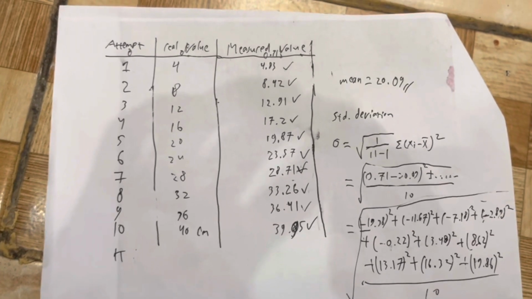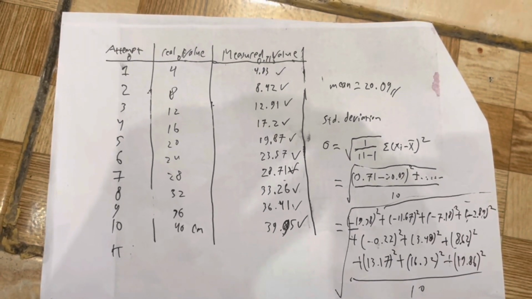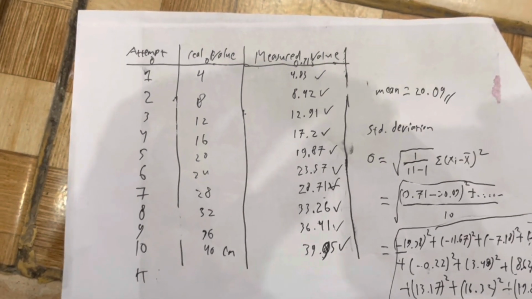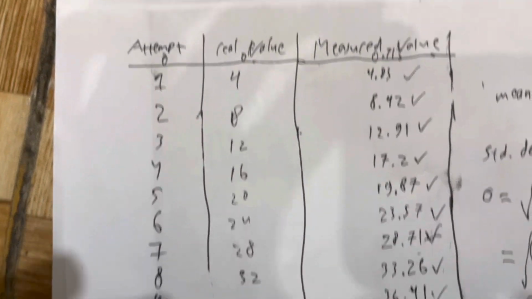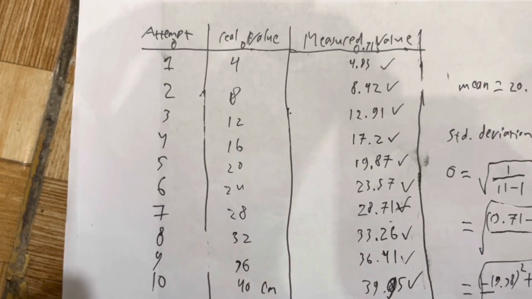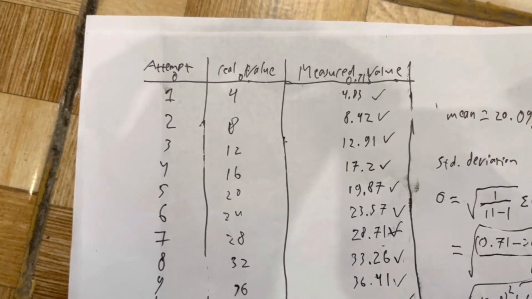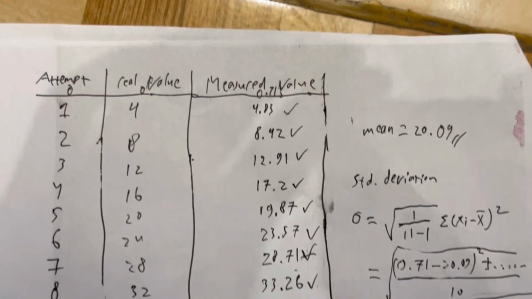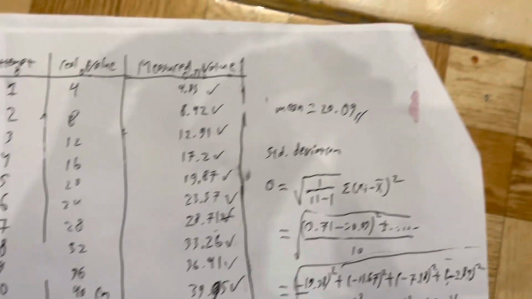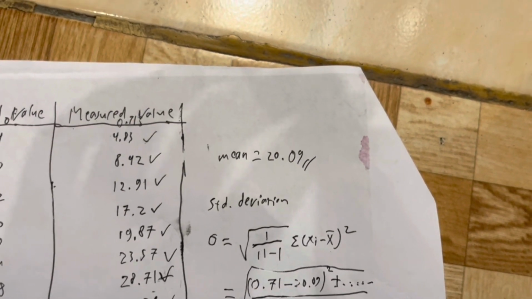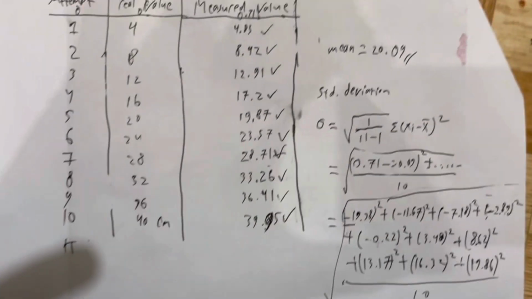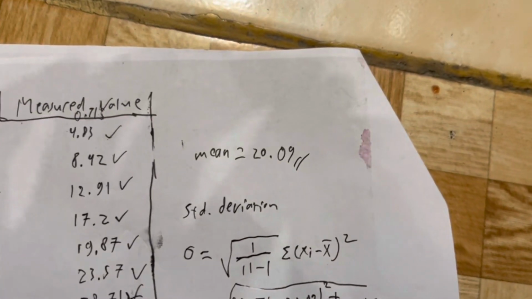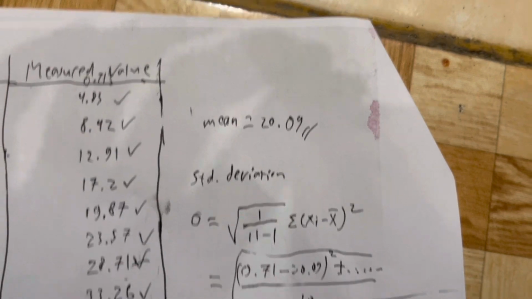So here is the result of the measurement from our system. In this table we have attempts of the measurement, and then there are the real values, for which we use a ruler as the instrument to measure the distance, and then the measured value using the photodiode sensor. We find the mean, where we sum up all the measured values and divide it by the total attempts of the measurement, and then we got the value of 20.09.